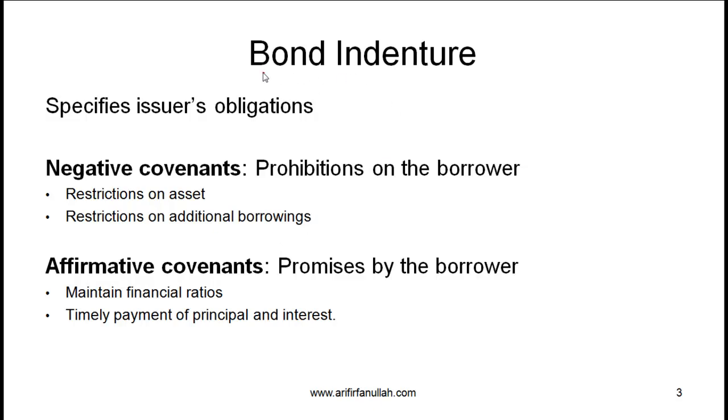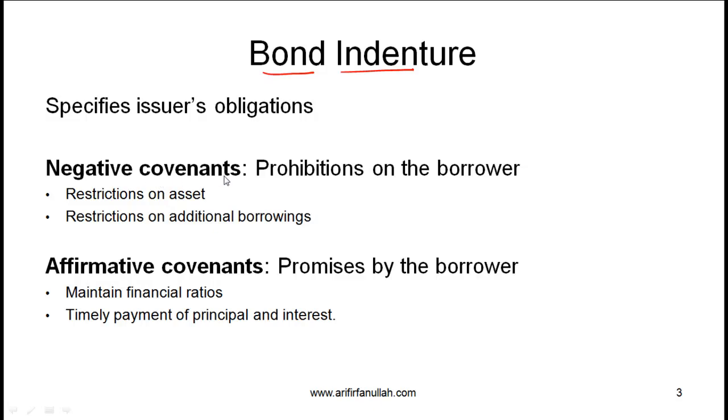Now let's talk about the bond indenture. So a bond indenture specifies the issuer's obligations. So when a company issues a bond, in other words, when a company borrows money, there might be certain obligations, and those obligations are called the bond indenture. Broadly speaking, the bond indenture or the obligations can be classified as negative covenants and affirmative covenants.